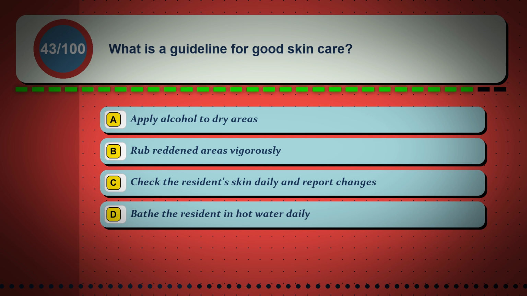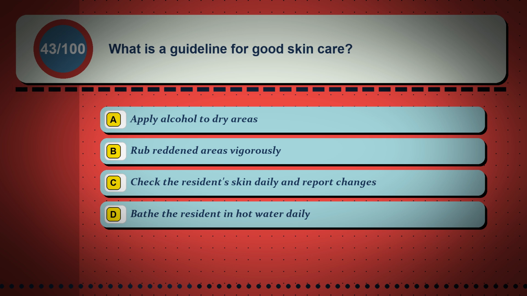Question 43. What is a guideline for good skin care? Option A. Apply alcohol to dry areas. Option B. Rub reddened areas vigorously. Option C. Check the resident's skin daily and report changes. Option D. Bathe the resident in hot water daily.